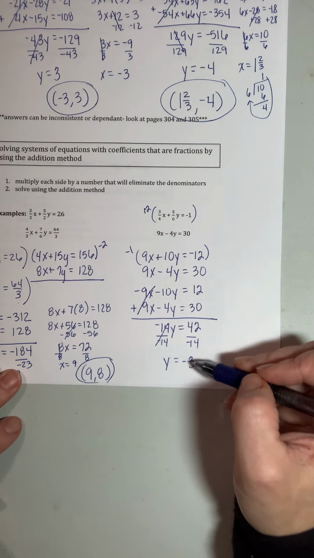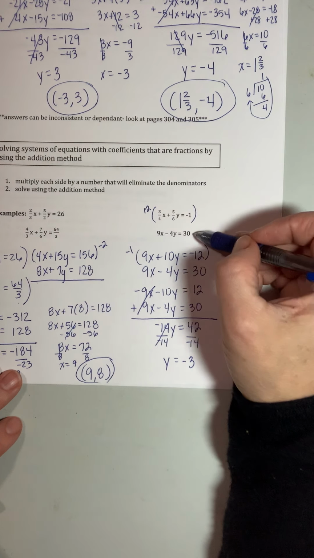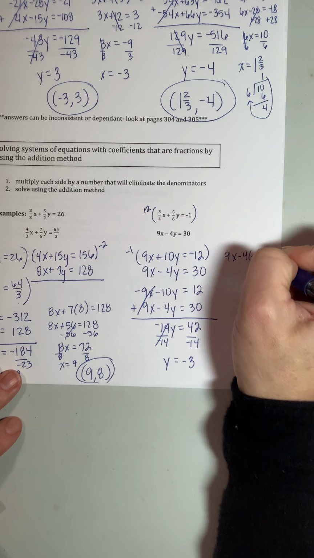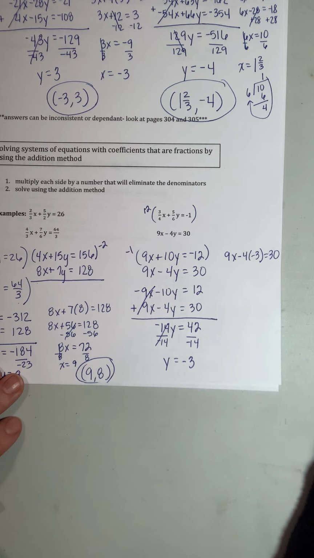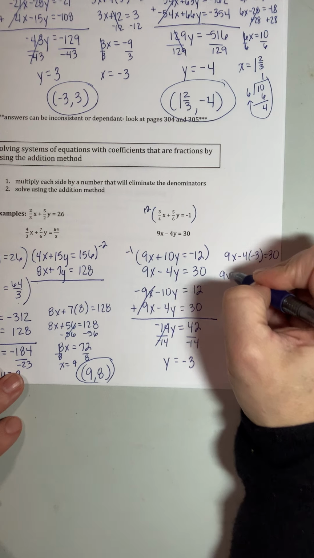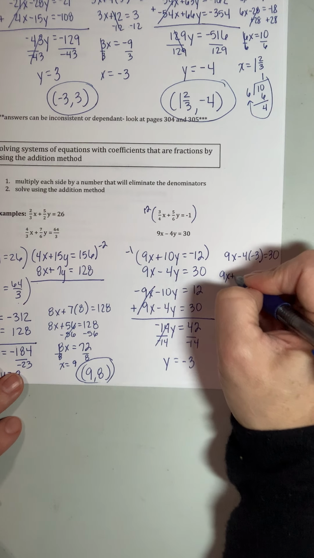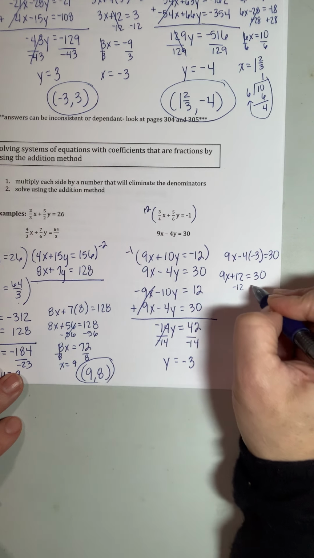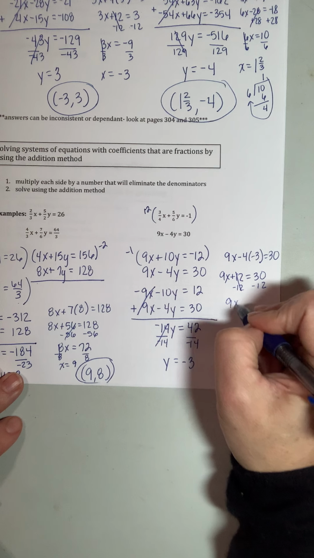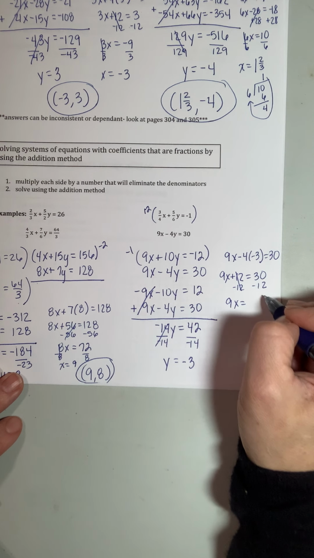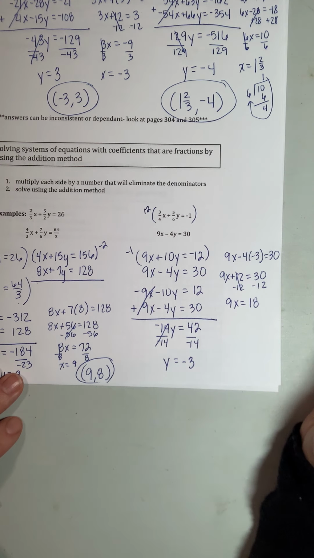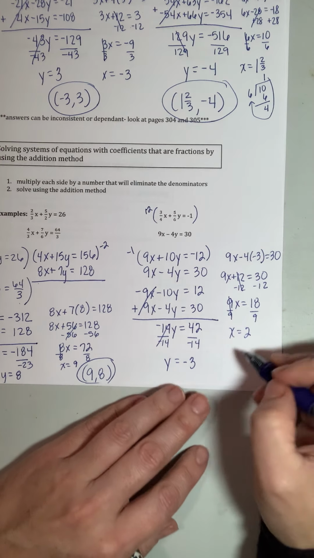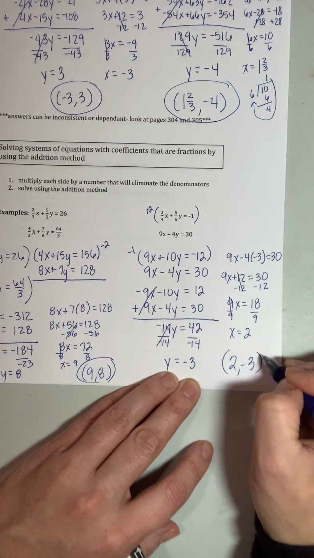So now take that negative 3 and plug it into one of your nice clean equations. Let's just do that one right there. 9x minus 4 times negative 3 equals 30. 9x, negative 4 times negative 3 is positive 12. Subtract 12. 9x equals 18. Divide by 9, x equals 2. So 2, negative 3.